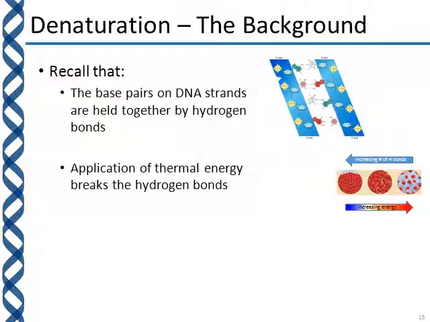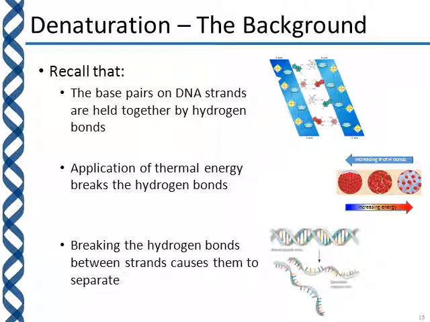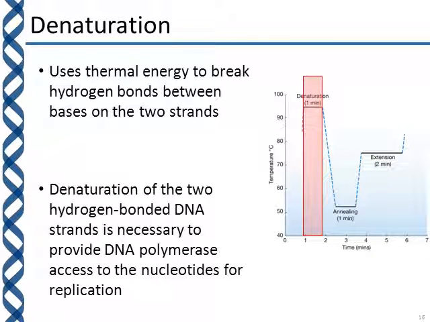But looking at the background of denaturation, recall that the base pairs on the DNA strands are held together by hydrogen bonds, and those hydrogen bonds are weak, and applying thermal energy to the system will break the hydrogen bonds, and once those break, it causes the two strands to separate. So during the denaturation step of the PCR cycle, we apply high thermal energy to break the hydrogen bonds that are between the two different DNA strands, holding them together.